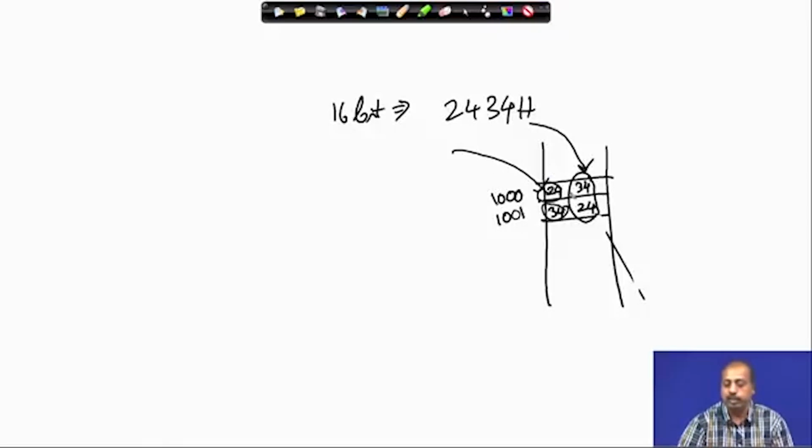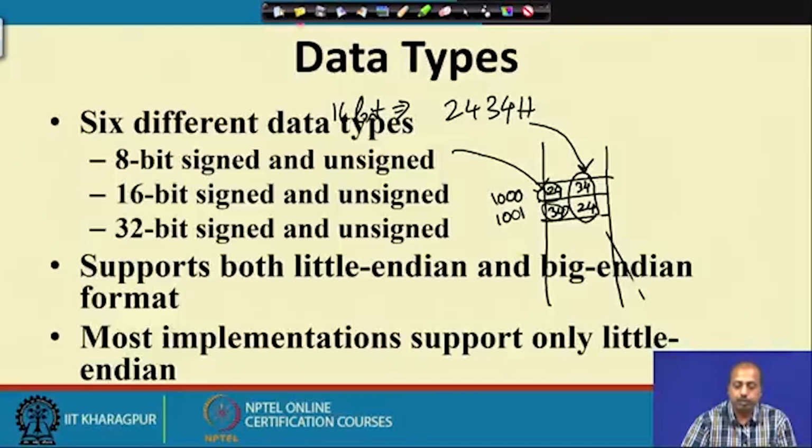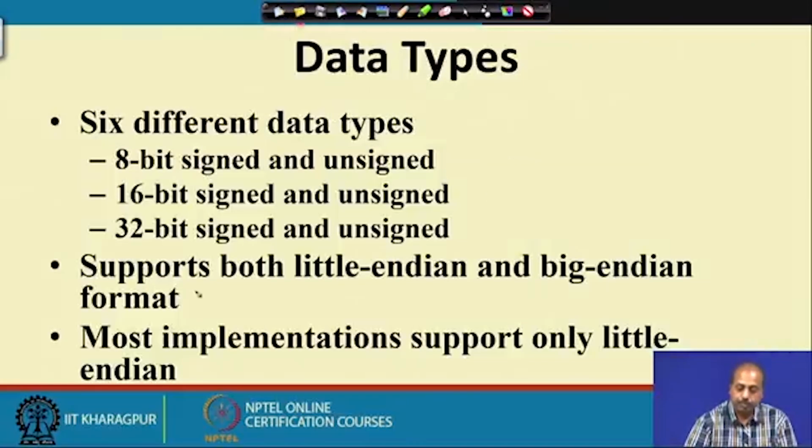Little endian means it ends with the little one, so 34 will come to the lowest address. We will see some examples later that will differentiate between the little endian and big endian formats. But ARM supports both, and most implementations support only little endian, because supporting both is of no use.